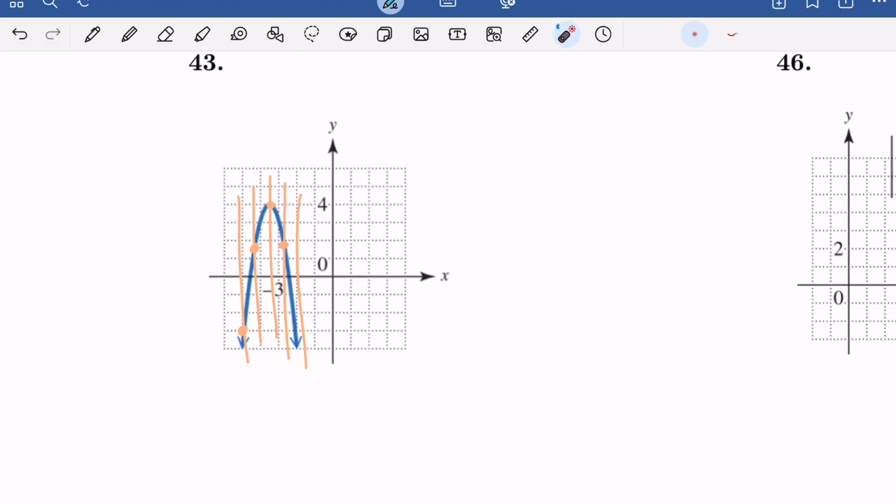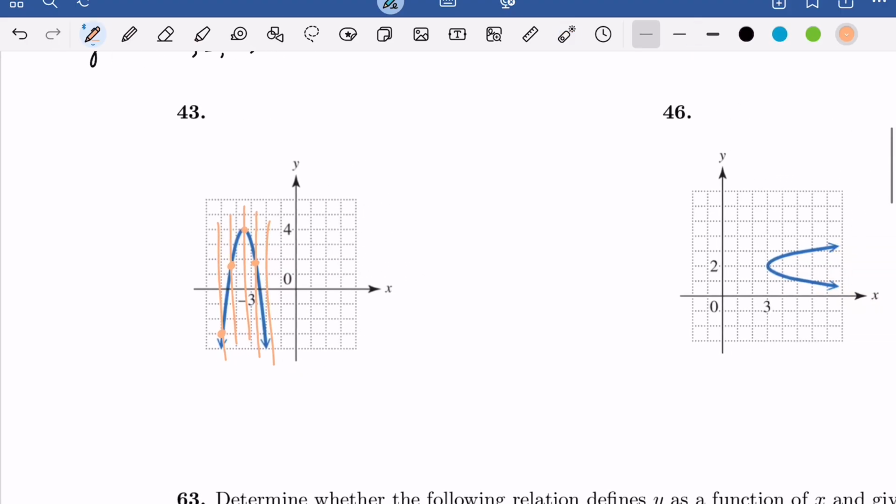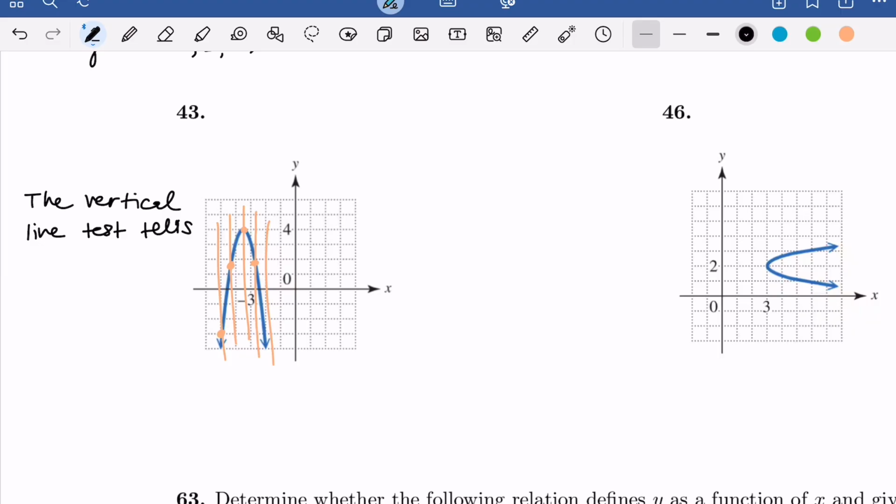This means every single input, every single x value, corresponds to only one output value. So in this case, this is a function. So we'll say the vertical line test tells us this is a function.